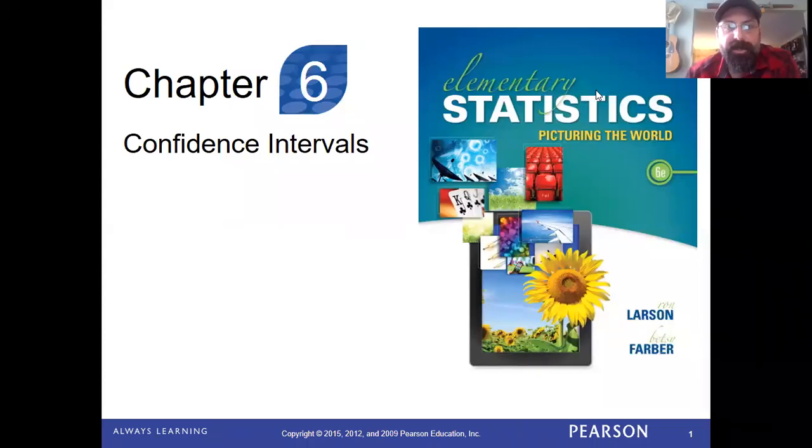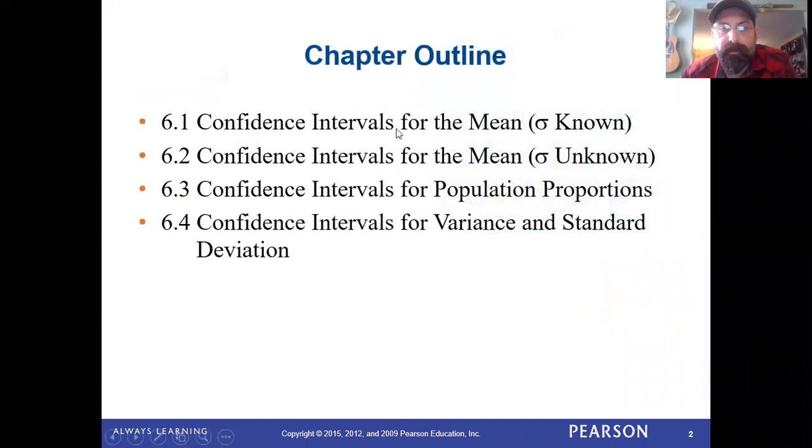So we're going to start chapter 6. It's called confidence intervals. In 6.1, we're going to construct confidence intervals for the mean, for an unknown population mean. We want to try to figure out what that is. In section 6.2, we also want to construct confidence intervals for the mean. It's just, in this case, our sigma will be unknown, or we'll have essentially small samples.